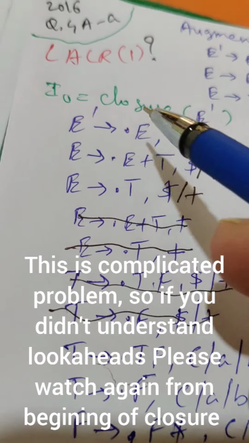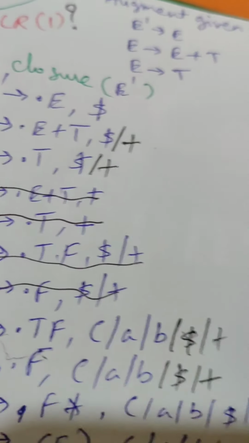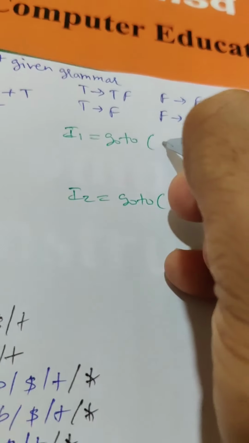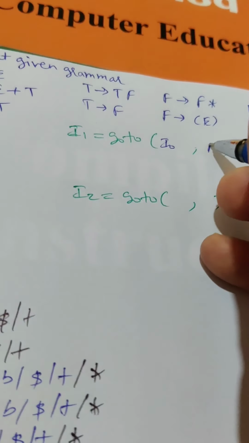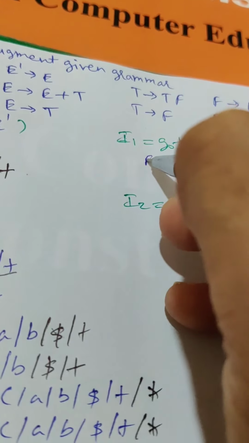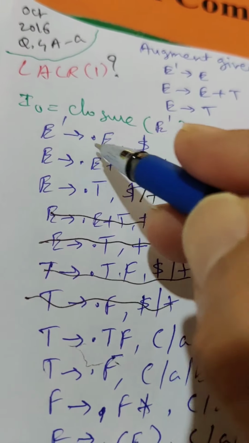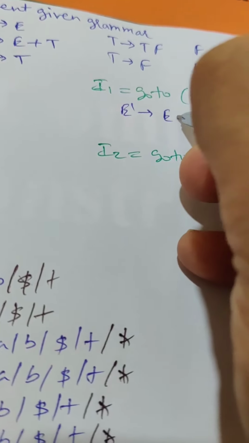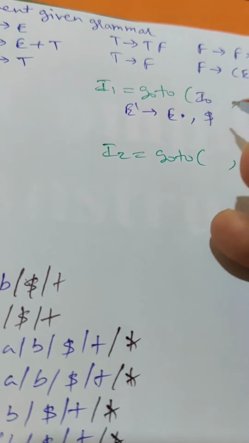After closure, we move to goto. So it's goto of I naught comma E, the first goto. Typical goto, we have here E dash goes to. We just write this rule as it is along with the lookahead, and shift the dot. So E dash goes to E dot, that's a finish rule, comma dollar.